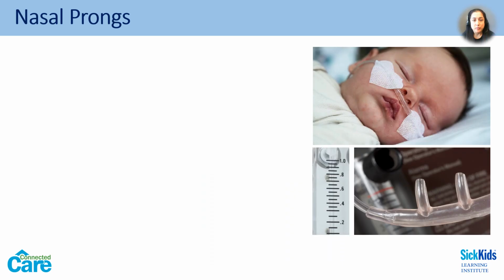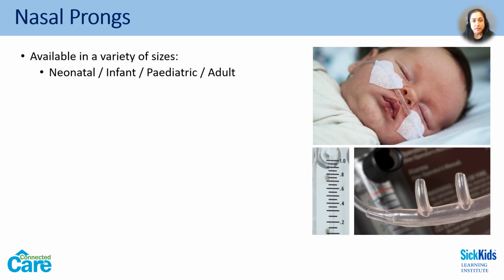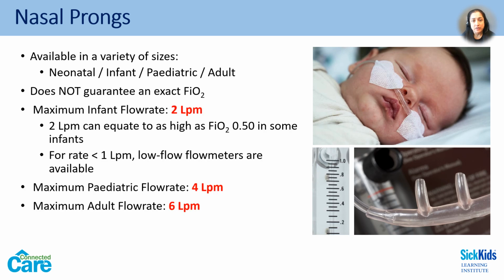The majority of what we provide now to pediatrics starts with nasal prongs or cannulas as a first-line option. Nasal prongs come in a variety of sizes: neonatal, infant, pediatric, and adult. Oxygen delivery via nasal prongs does not guarantee an exact FiO2 though. The flow rates listed here are for different reasons. First, that our patients entrain different amounts of room air.